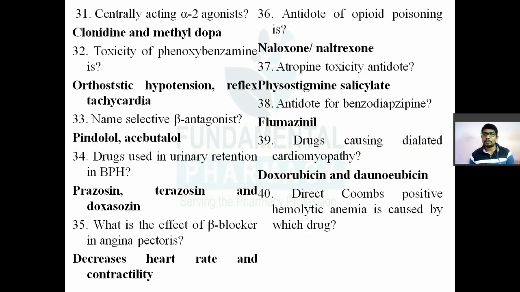Now question number 40. Direct Coombs positive hemolytic anemia is caused by which drug? So which drug gives a positive Coombs test? The answer is methyldopa. Okay, so that is nothing but the alpha 2 agonist methyldopa.